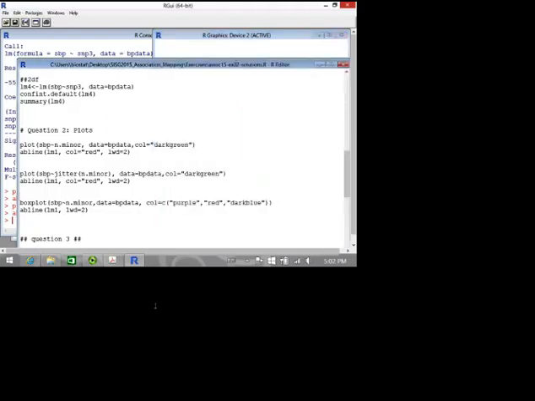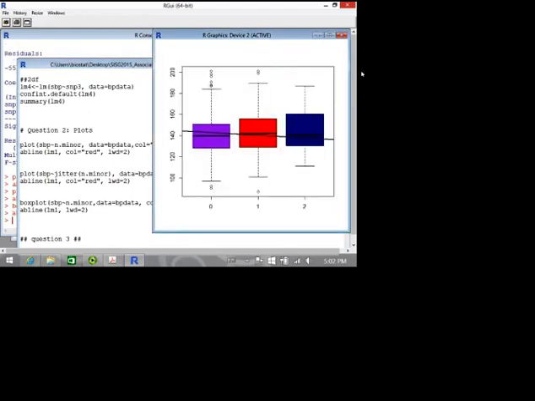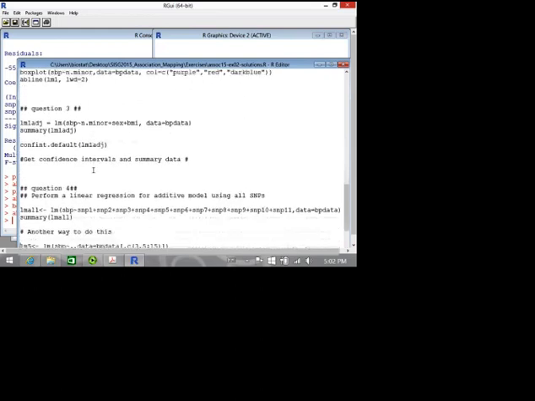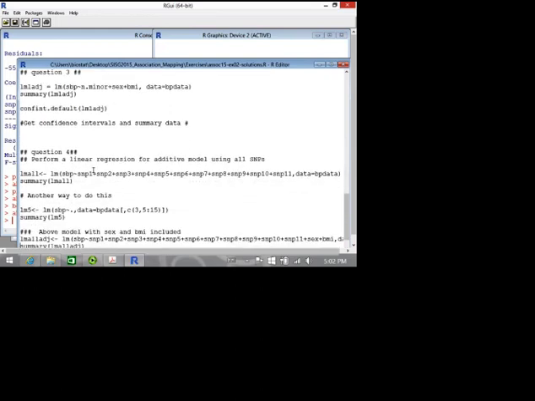So you can also do a box plot. You see some minor increase in the elevation. So there are a lot of nice plots you can make with R. These are just some of the basic plots. So question 3, we'll do real quickly.